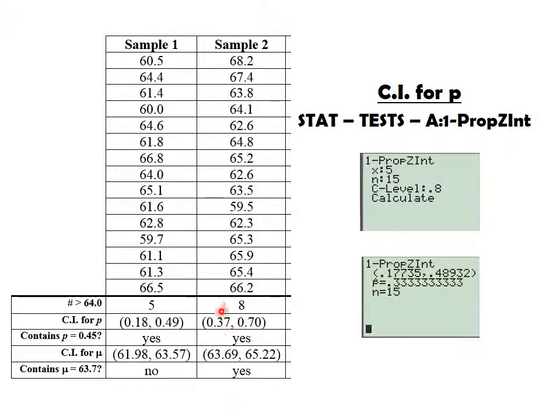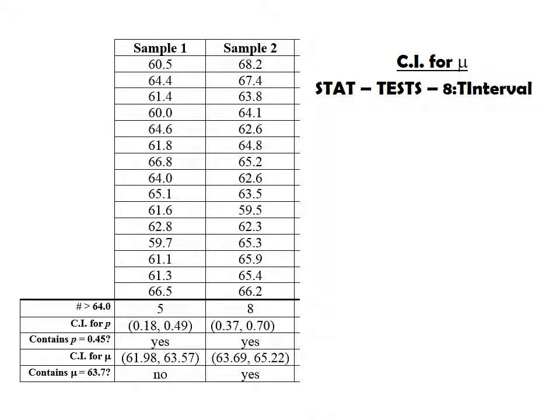Now I'm going to do the same thing for sample 2. In this case, I had 8 heights bigger than 64 inches. I calculate my confidence interval in the same basic way. In this case, again, that confidence interval does contain the true value of 0.45. Now, we're going to do kind of the same thing, but we're going to calculate a confidence interval for mu. Okay? So we're going to use the exact same 4 samples of data, and we're going to use our option 8 t-interval command to calculate that confidence interval for mu.